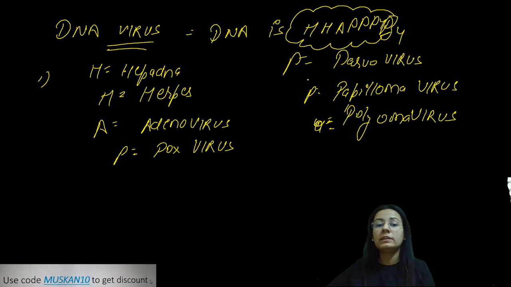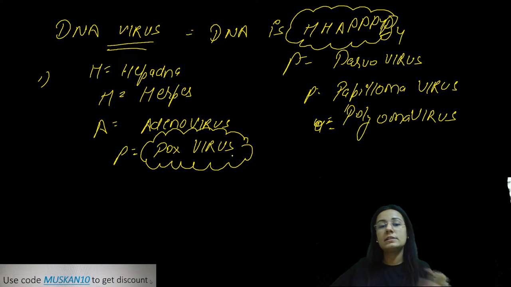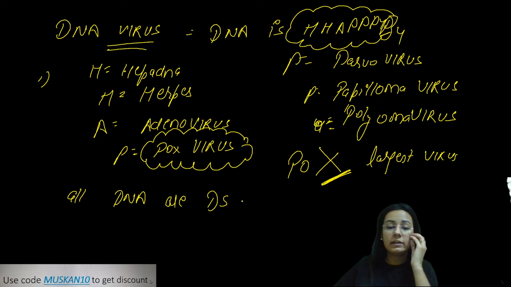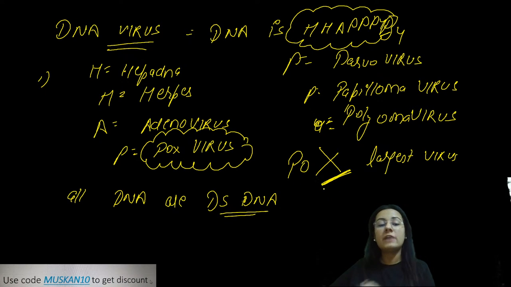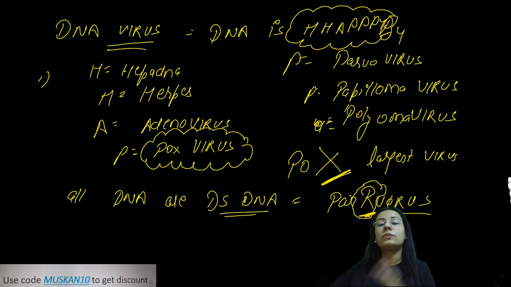But we have to remember one thing: what is the largest virus? It is the pox virus. Amongst all the viruses, the largest virus is the pox virus. And how do we remember that? The pox virus has an extra X factor, it is the largest virus. And one more thing is that all DNA viruses are double stranded DNA. Whichever DNA viruses there are, all are double stranded, but which virus is single stranded? That is the parvovirus. And how do we remember this? The RNA viruses are single stranded, and parvo has an R, similar to the RNA viruses, it is the single stranded DNA.